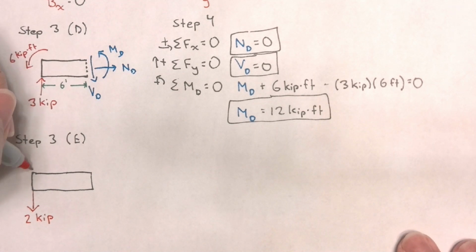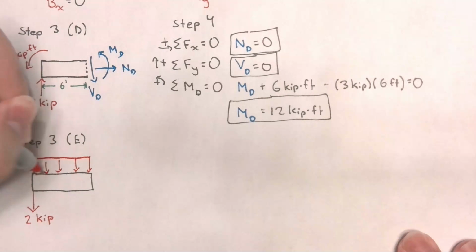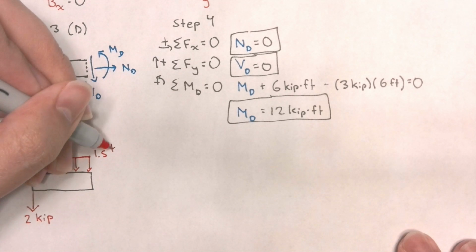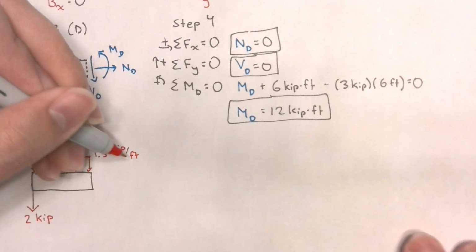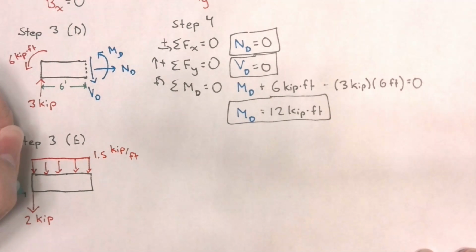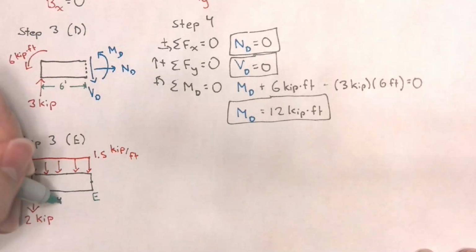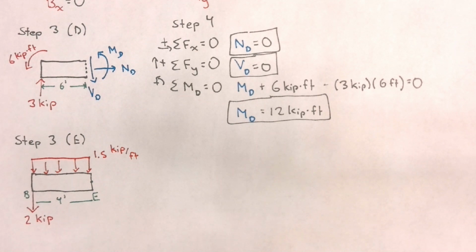I also have a distributed load of 1.5 kips per feet. And this goes from point B to point E, which is located at a distance of 4 feet from point B.